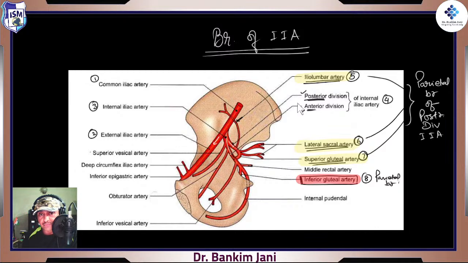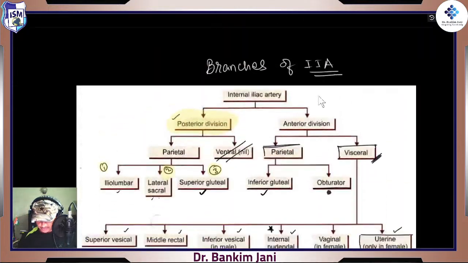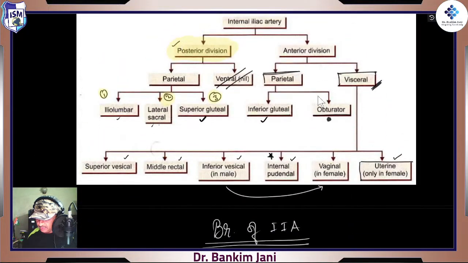The next one we said is very important, obturator, right? So here it is, obturator. We mark this as number 9. So this is obturator. They were parietal branches, right? So we are talking about this and this, and we have already talked about lateral sacral and superior gluteal. So once they are done, the rest is now very easy.